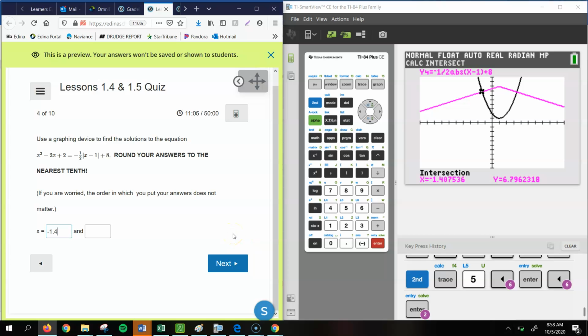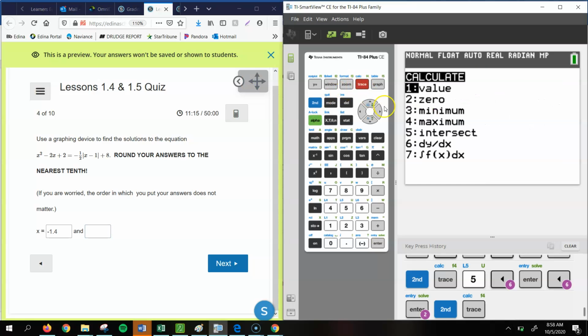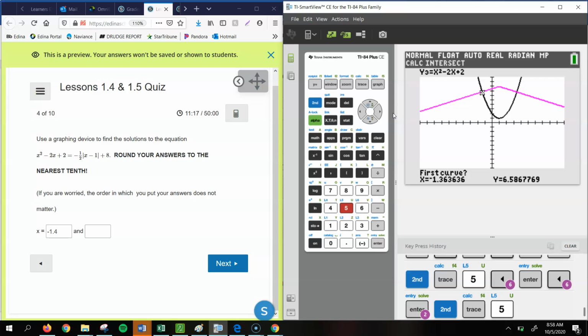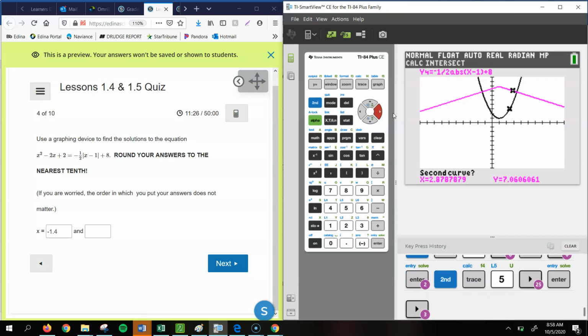Now again, we don't care about the y value, all we care about is the x value. But we do have another intersection point, so to get that other intersection point, we have to go through that process again. So I'm going to do second, and then trace, and select intersect, option 5. Move this cursor. We don't have to move it right on top of the intersection, as long as it's somewhere close there. Hit enter, and then we're going to put this crosshair on the other side of the intersection. Hit enter twice. And we now get that that intersection is at x equals 3.4.